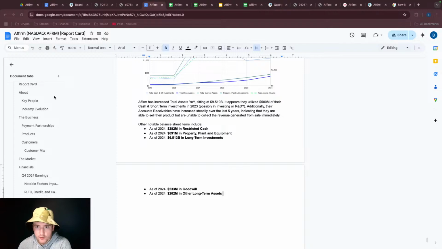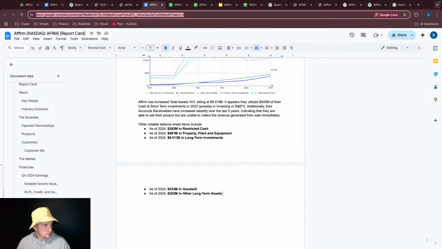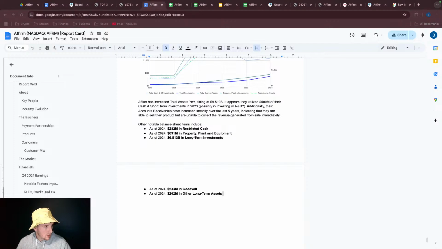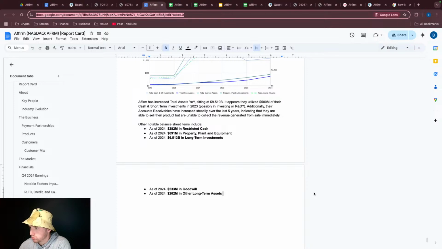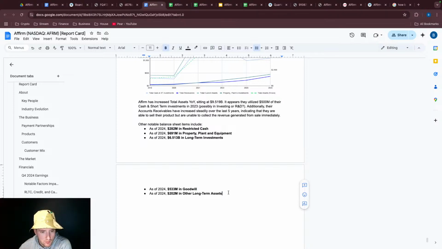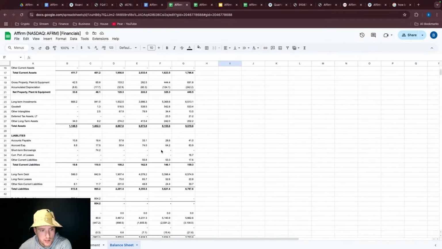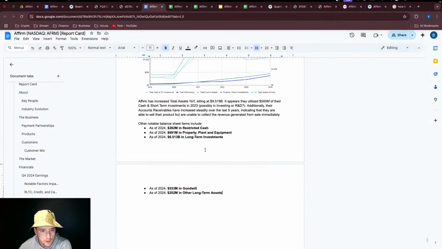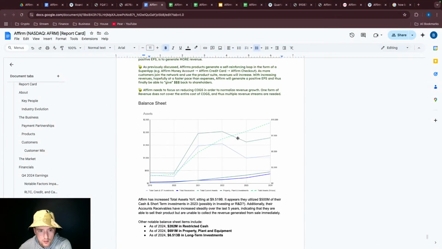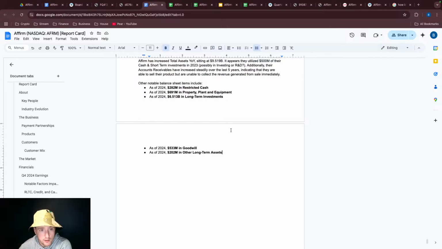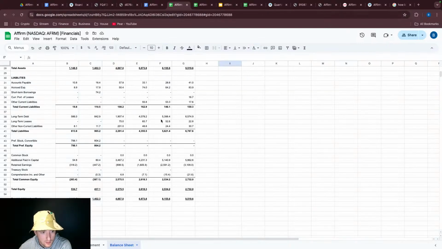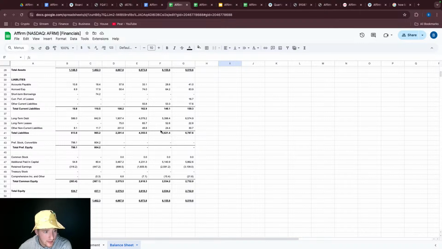Here's where we left off. Let me do some things. All right. So we left off on the balance sheet, which is right here. We were looking at total liabilities. No, we were only doing assets. Now we need to do liabilities and equity.